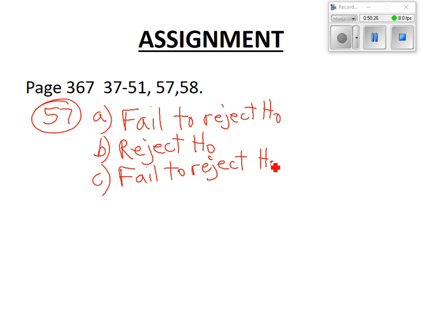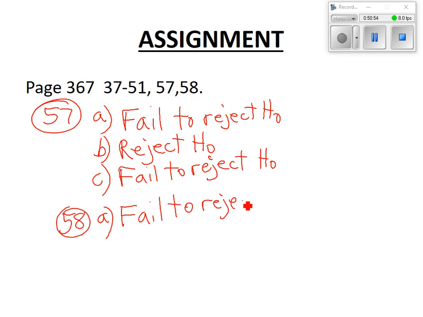Next one. Let's do 58 over here. How about A? Fail to reject. Fail to reject, how come? Because the 54 fits in there. Alright, it's got a little bit of it in there, right? So fail to reject the null.